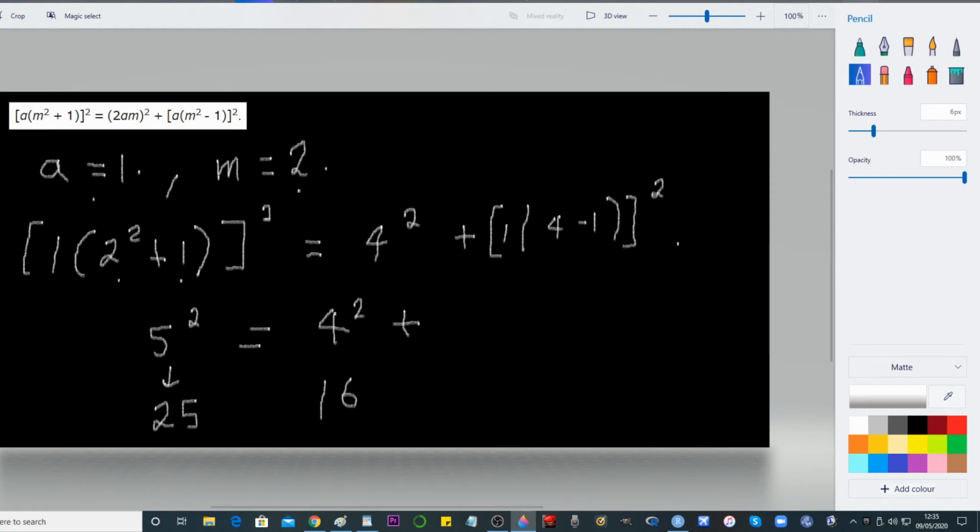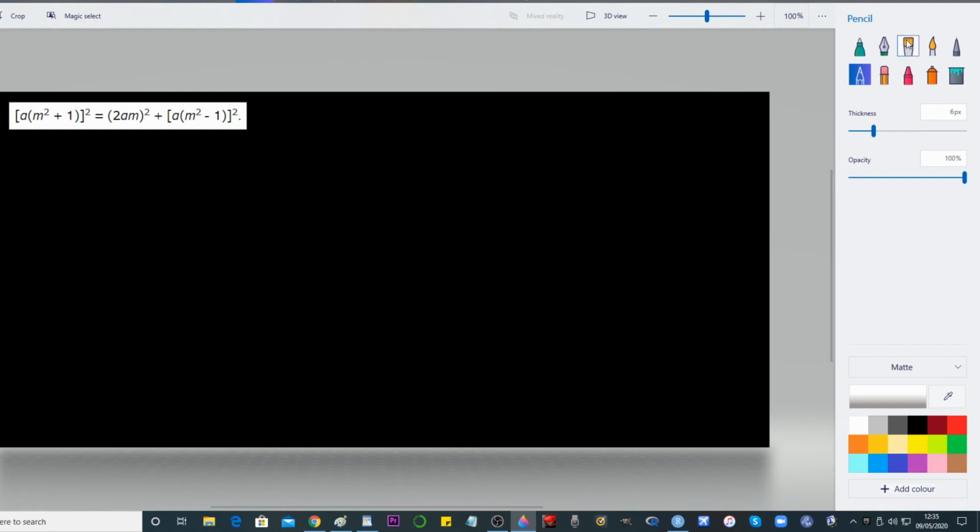But let's have a look at what's in here. 4 minus 1 is 3. There we go. So we get 5 squared equals 4 squared plus 3 squared, which is true. And actually, if I scrub all this as well, this is a good time to mention. So we just had this 3 squared plus 4 squared equals 5 squared.